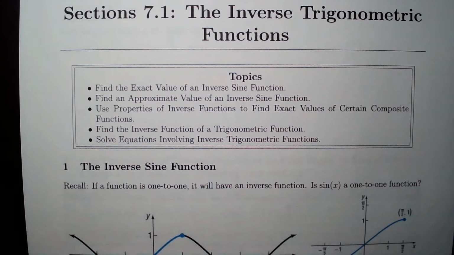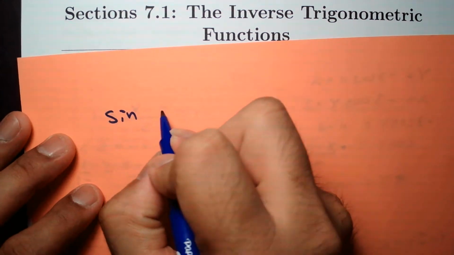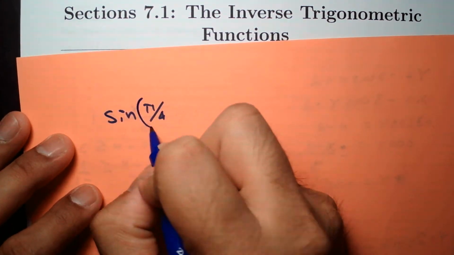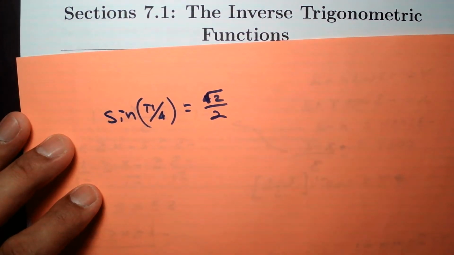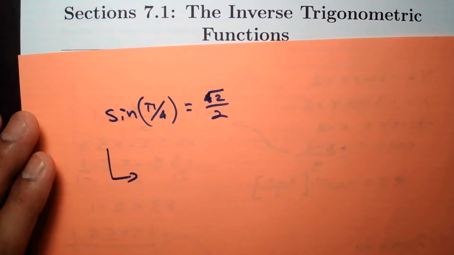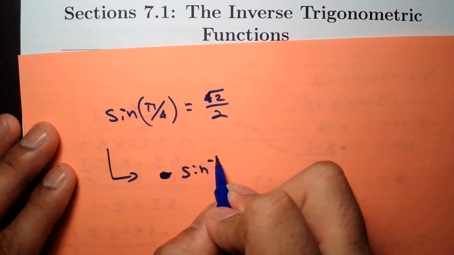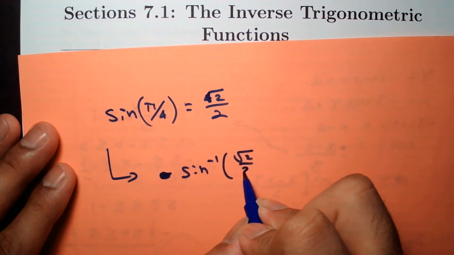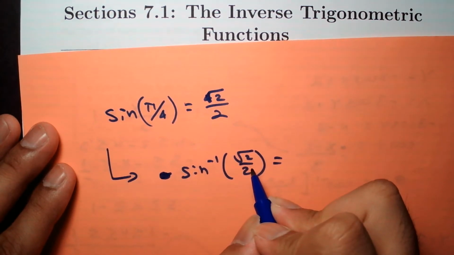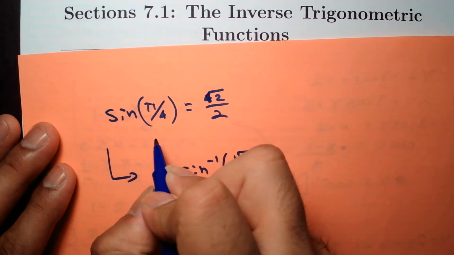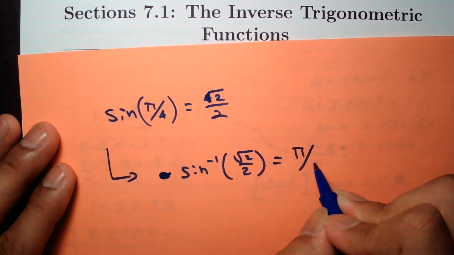Just to recap, in the previous chapter, essentially we learned how to find sine of pi over 4. In this case, it was square root of 2 over 2, right? Now we're going to look for the angle: sine inverse of the value square root of 2 over 2. In other words, which angle theta has a sine equal to square root of 2 over 2? Just like here, sine of the angle equals the value. Now we're given the value, and they're asking us for the angle. In this case, pi over 4.